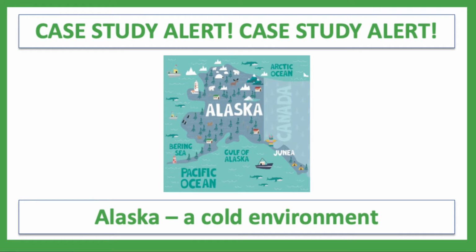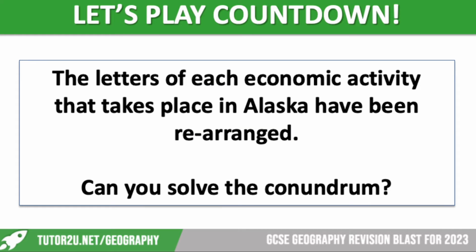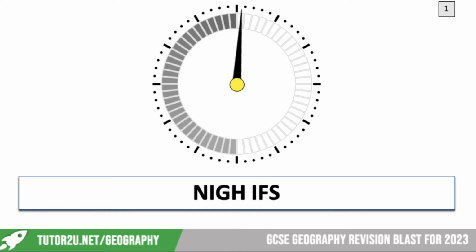However, there are also lots of economic migrants who travel to Alaska temporarily in search of work, with many oil and mining companies set up there. Around half of the population of Alaska live in the state capital of Anchorage. We're going to start off by looking at a random countdown. The letters of each economic activity that takes place in Alaska have been rearranged. Although we're focusing on Alaska, these economic activities are also relevant if you have done the Svalbard in Norway case study as well. You will have 30 seconds each time to try and work out what the activity is. Let's go with our first one.